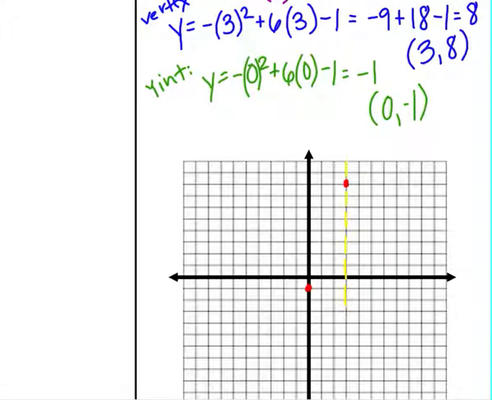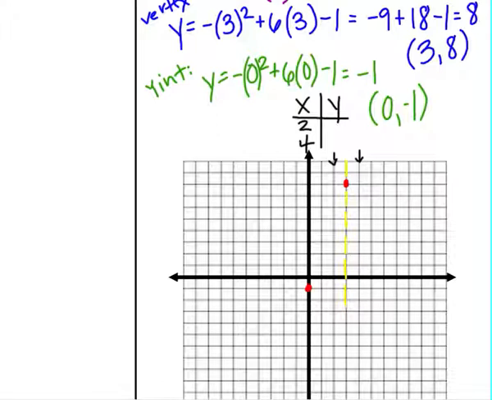So I know here. Then what I am going to do is pick another point, make an XY table. I'm going to pick one away from the axis of symmetry. So I'm going to pick here and here, which is going to be 2 and 4. And I know that those will be the same values by the axis of symmetry.